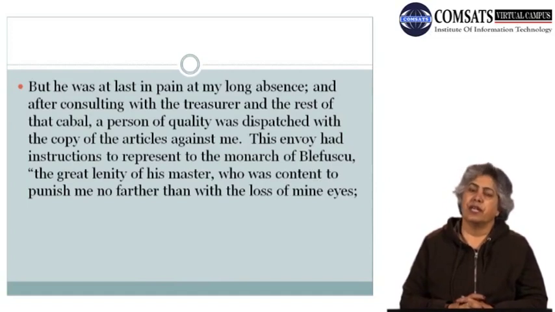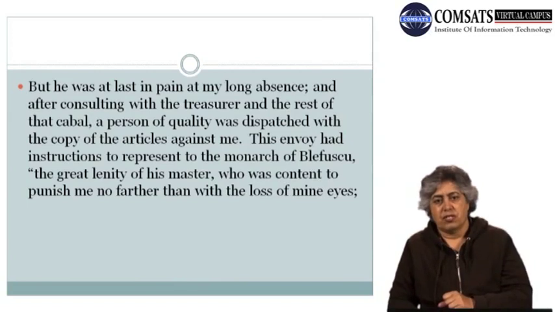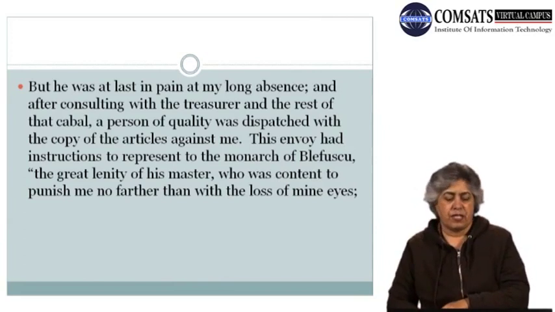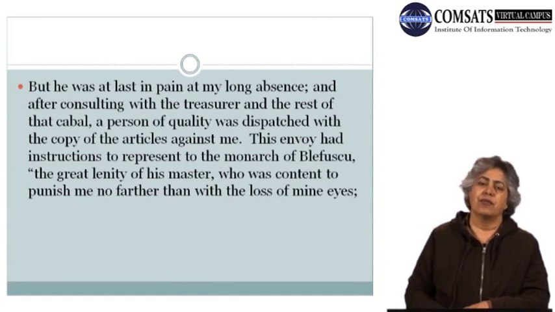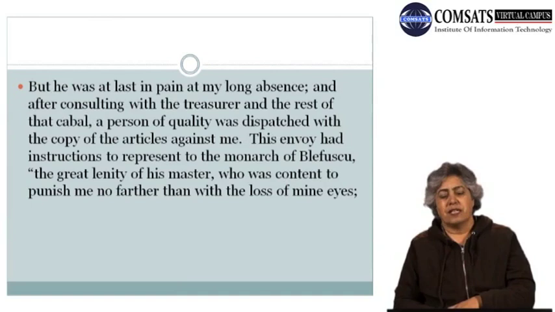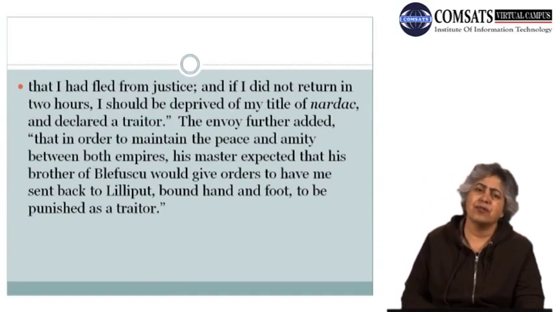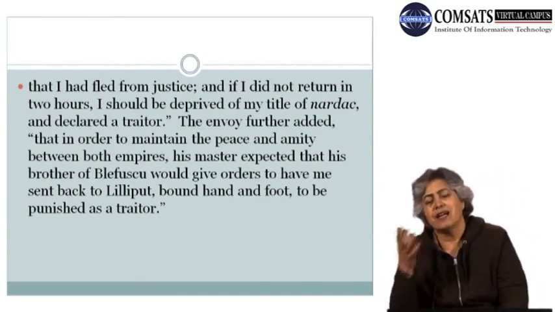So the envoy who came with this message was given certain instructions, and a couple of them I'm going to mention here. Swift says that the envoy was to represent to the monarch of Blefuscu the great lenity of his master, that is, the emperor of Lilliput is very kind, and he's content to punish me no farther than with the loss of mine eyes. And you know, he thinks that this is something that is being very lenient. He's being very kind to Gulliver.